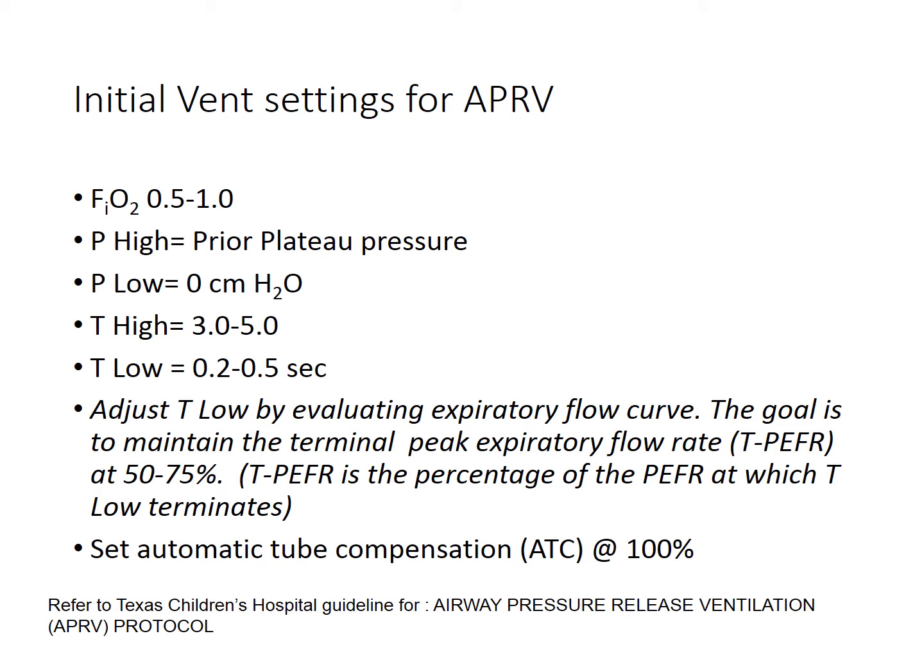You're going to end up adjusting your T low by evaluating the expiratory flow curve. The goal of this is to maintain the terminal peak expiratory flow rate at around 50 to 75%. We'll discuss this in a future slide, how to set that up. It's actually very simple. And then the last thing is you're going to set the automatic tube compensation at 100%.